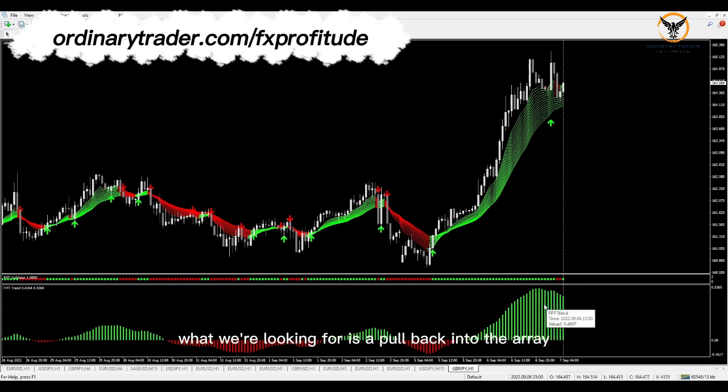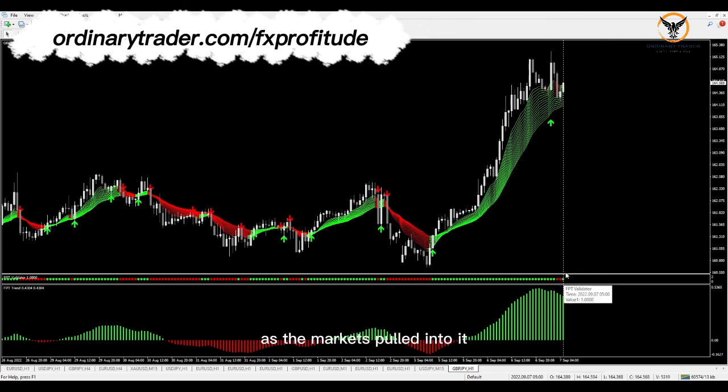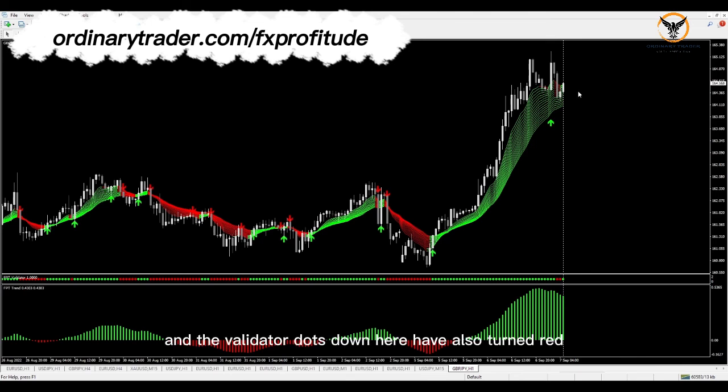Now, what we're looking for is a pullback into the array. And you can see that we have that here as some of the array lines have turned red as the market's pulled into it. And the validator dots down here have also turned red. However, the trend indicator has remained green throughout this entire pullback process, and that's a very important part of this.